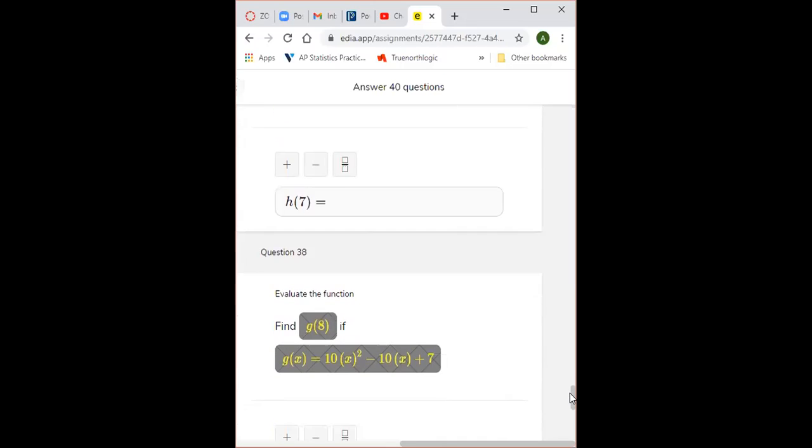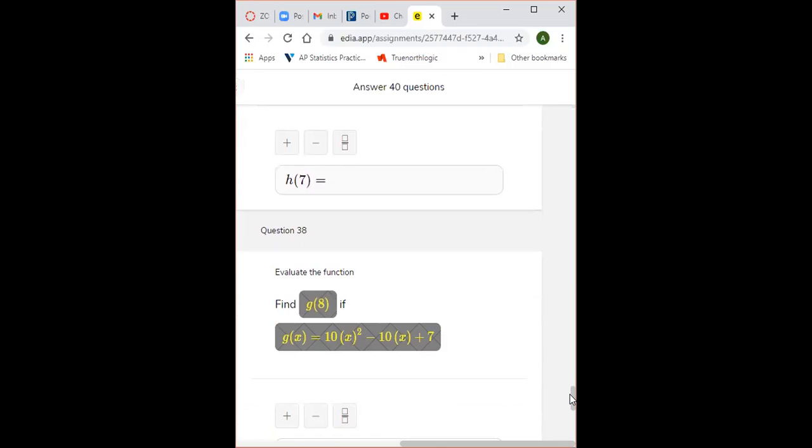Okay, look at your next one. Anywhere you see an X, you're going to plug in that number 8. So we had 10, parenthesis, 8, and then we have squared. Minus 10, instead of X, we're going to plug in 8. And then we have a +7. Don't make these harder than what they are. Literally let your calculator do the work, okay? And we get 567.